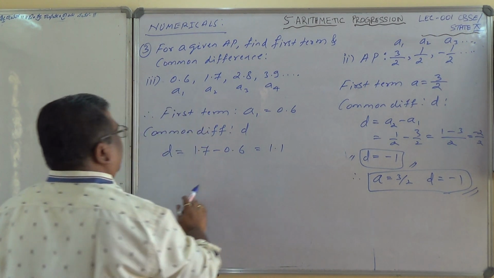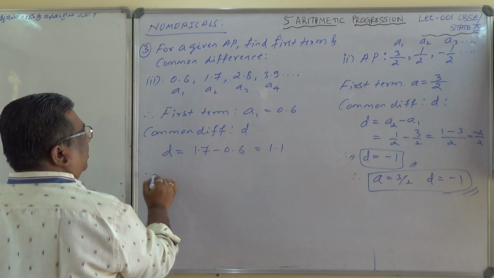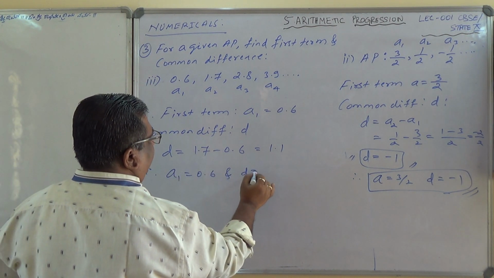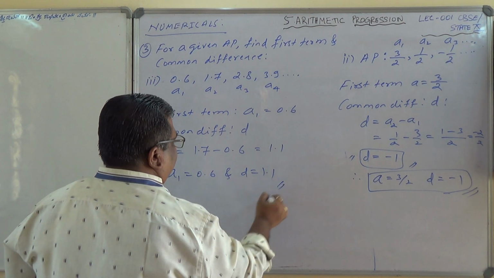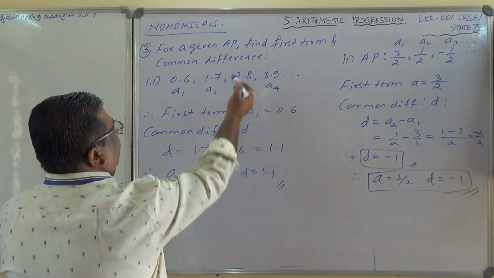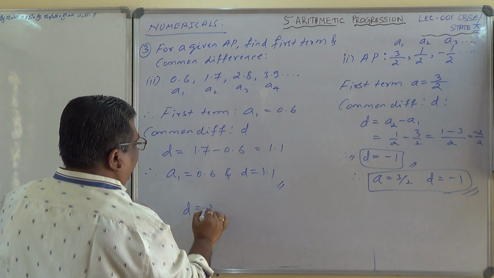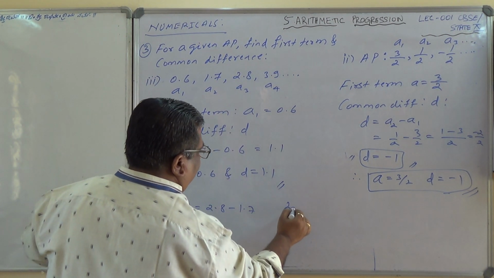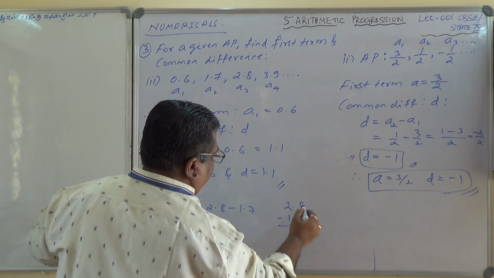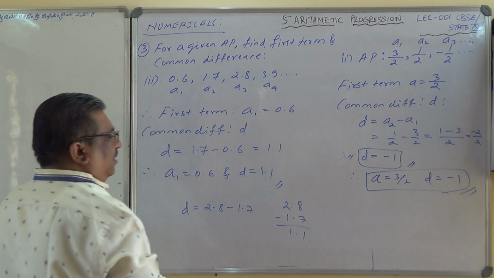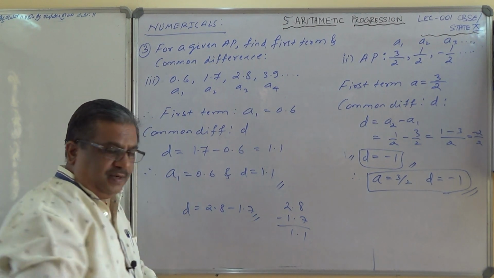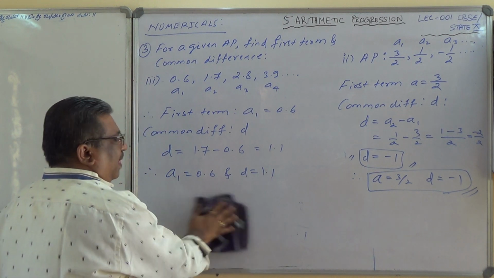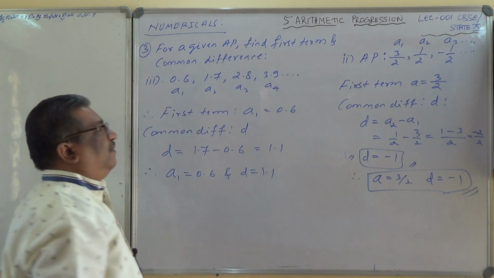Therefore, I can say A1 equals 0.6 and D equals 1.1. This is the answer. But D you can check for others also. For example, D also should be equal to 2.8 minus 1.7. Check it. 2.8 minus 1.7 is 1.1. And therefore, common difference is same. I hope you have understood. These are very simple numericals, and we could find out the first term and common difference.